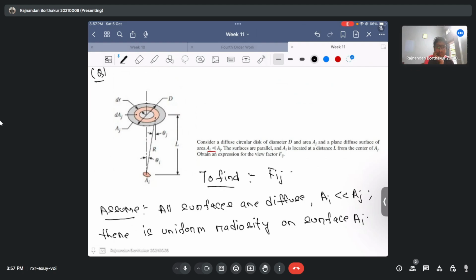I'll give you a couple of minutes to think about this question. How can you approach this? And anyway, I will state the answer after 1 or 2 minutes. Or at least I will show you the procedure for calculating the view factor Fij.